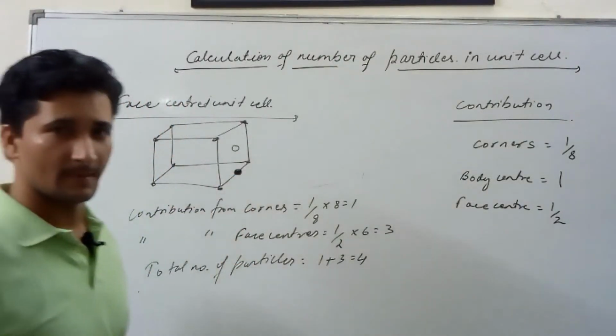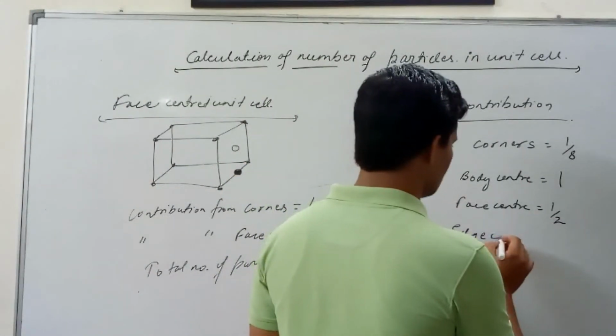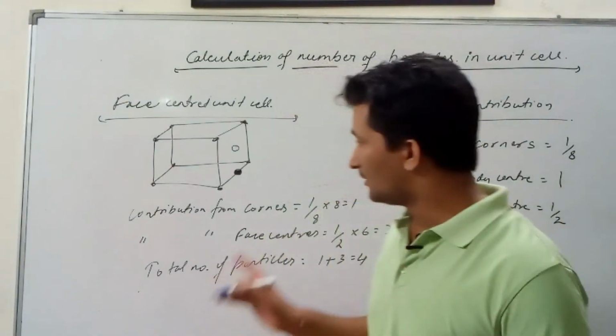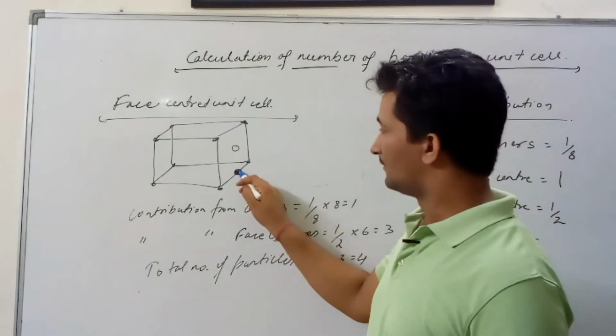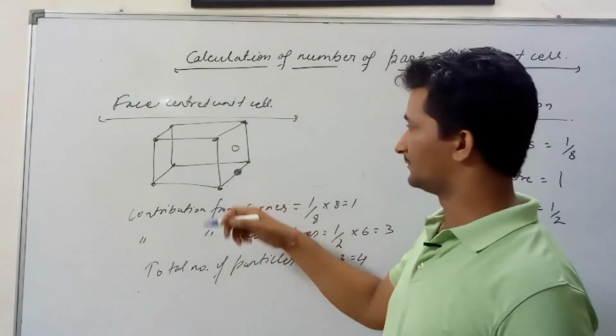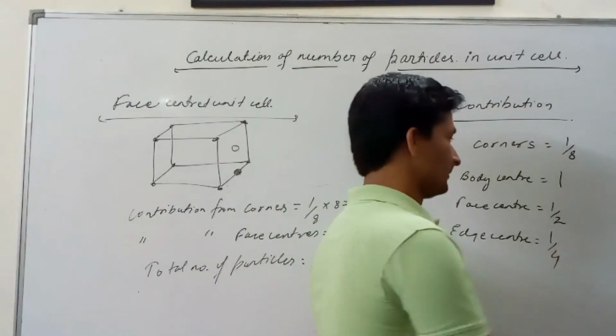Okay, now sometimes particles are also present at the edge center. If a particle occupies edge center, then contribution in one unit cell will be only 1 by 4th, because one edge can be shared by 4 unit cells. So the contribution from edge center is 1 by 4.